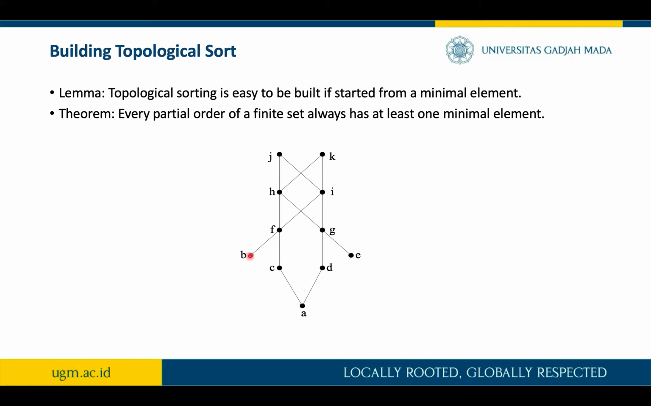Now, what about A? We cannot compare P and A because there is no path from P to A or from A to P, and the same also applies for E. So there are three minimal elements here: P, A, and E. And if we want to make a topological sorting, then we can build the topological sorting starting from any of these minimal elements.